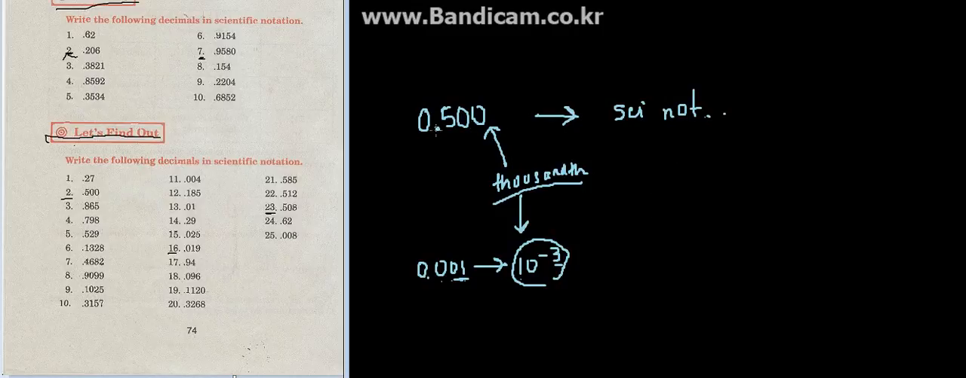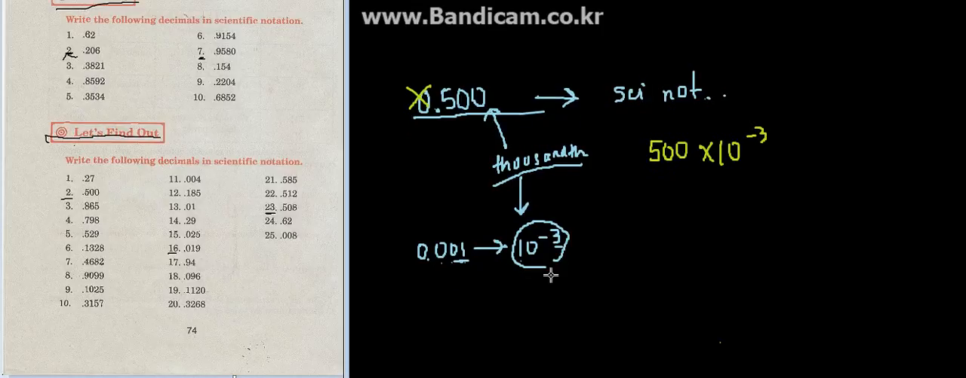So now you just write this whole number. As I said before, you don't need the 0 in front of the 5 because it doesn't make any difference. You just write 500 times 10 to the negative third. Okay, so that was easy, right? You just had 500 times 10 to the negative third. That was the result, the answer for number 2.